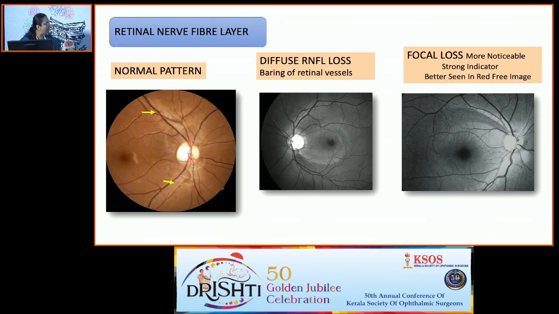Now, retinal nerve fiber layer: you have striations. You can see the normal pattern on this side. And sometimes it can be diffuse RNFL loss, where you see the vessels are a little bared. It's well seen in a red-free filter. And you can see focal loss, as in wedge NFL defect, in the second picture, where there is a focal loss.